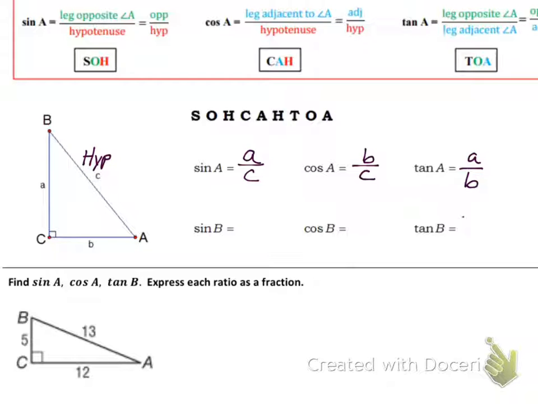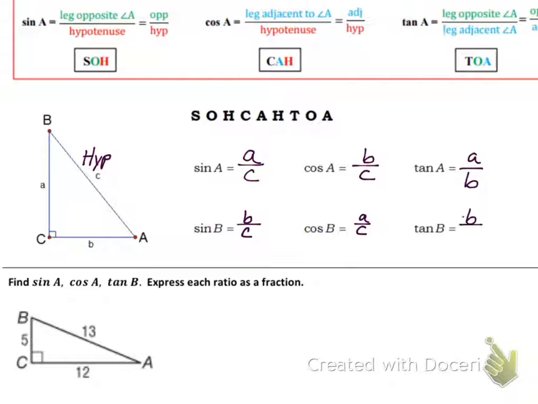Maurice, what is sine of B? B over C, because it's opposite over hypotenuse C. Wendy, what's cosine of B? A over C. And Haley, what's tangent of B? B over A.